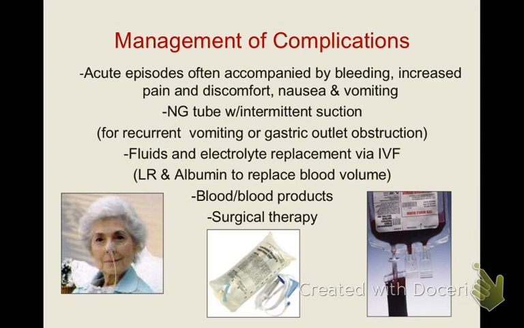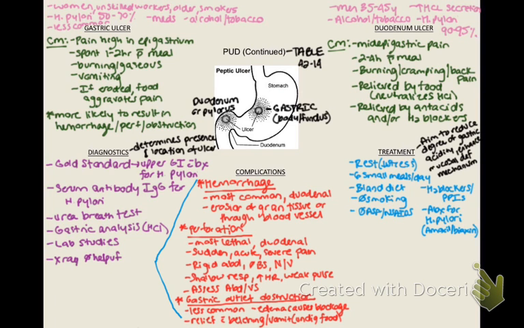So your management of complications. How are we going to treat these? We can do NG for suction, IV fluids, your lactated ringers, and your albumin. Your lactated ringers help substitute for fluid loss from the vascular and interstitial space. We'll give blood if their hemoglobin drops from bleeding.